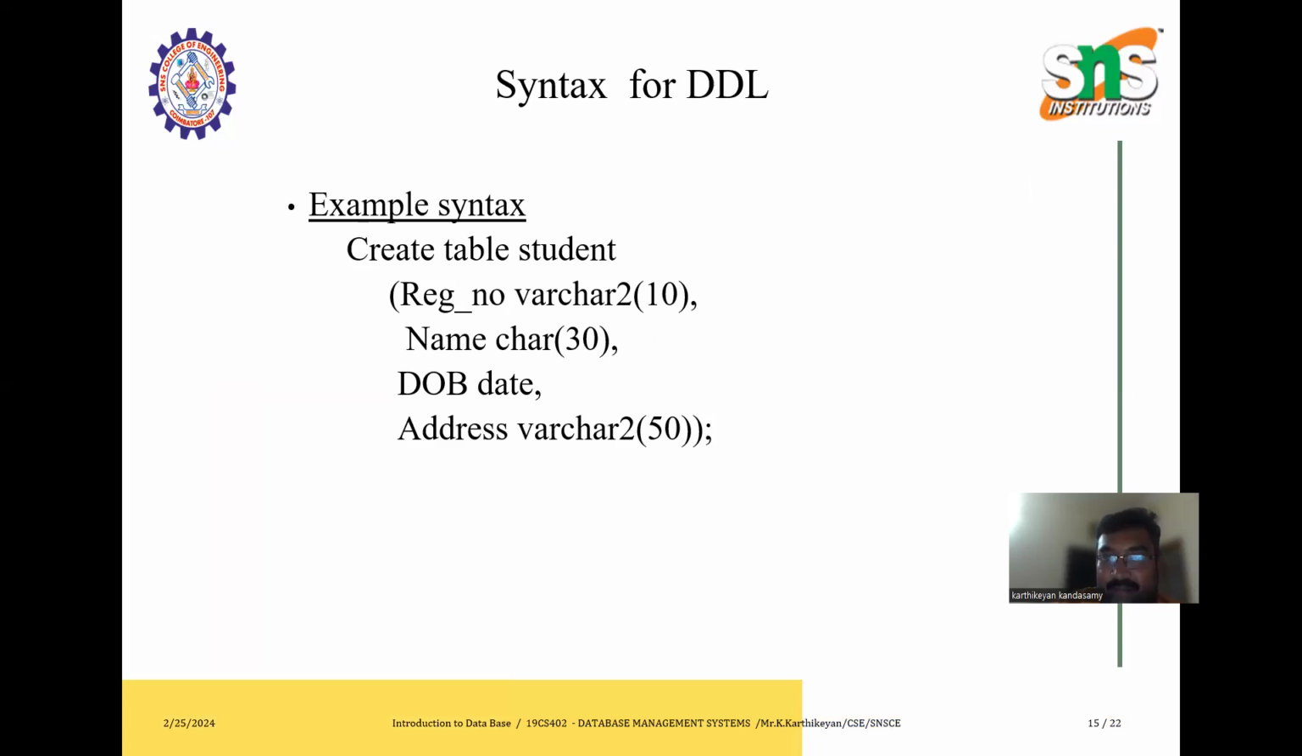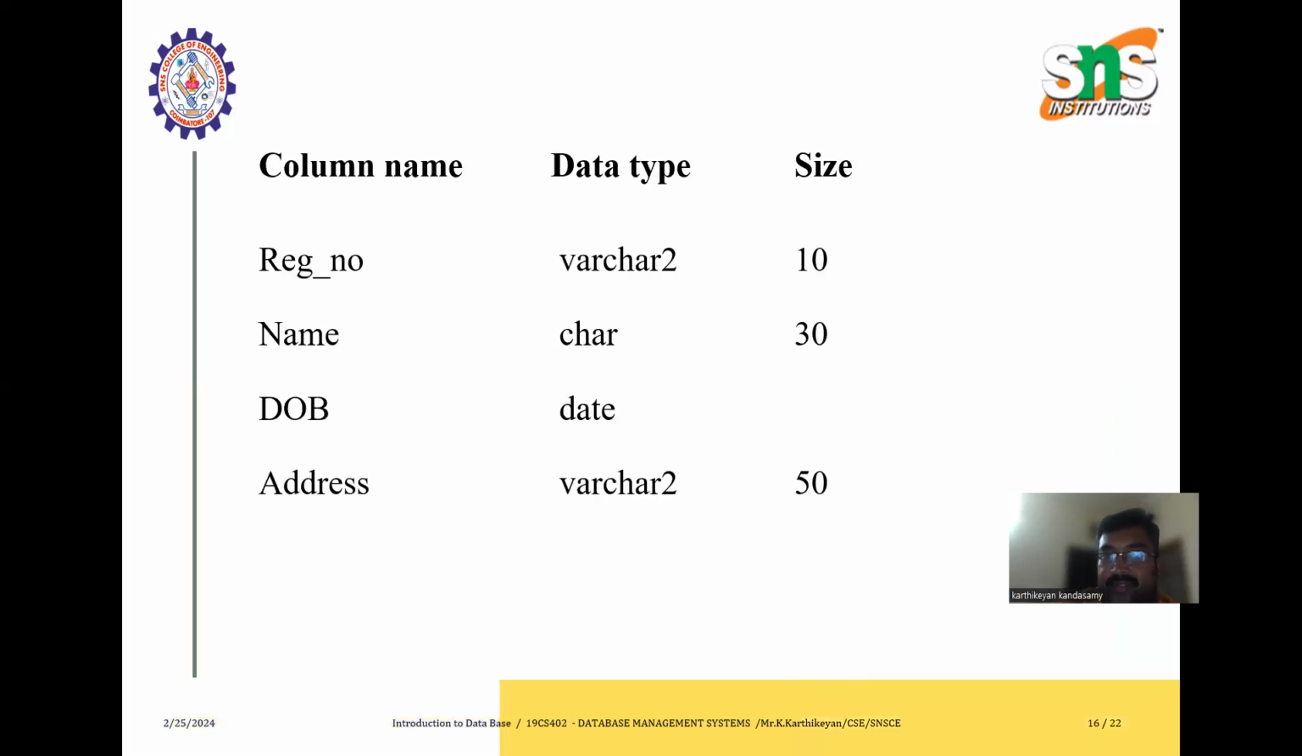So this is a simple DDL process: how to create your table in your database server, for example MySQL or Oracle or HBase, whatever it may be. First, create a table student. Create table name, register number using varchar2(10), name character, DOB date, and address varchar. This is the creation of a table. This is the process of description.